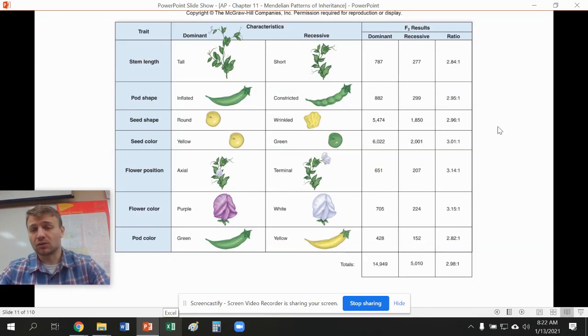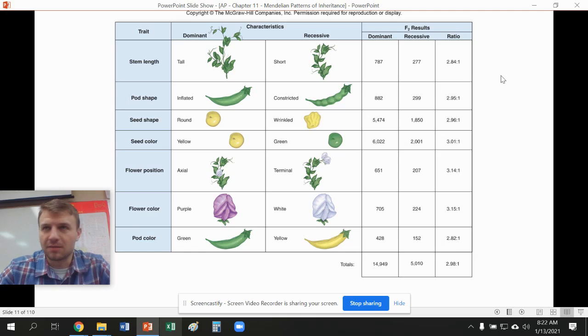So this is his actual data, and the really cool thing is he got really close to all of his numbers with a 3 to 1 ratio. So again, these are the F2 generations. We have the tall to short, yellow to green, purple to white, axial to terminal, and this is his actual data. You can see here he got really close to that 3 to 1 ratio almost every single time.